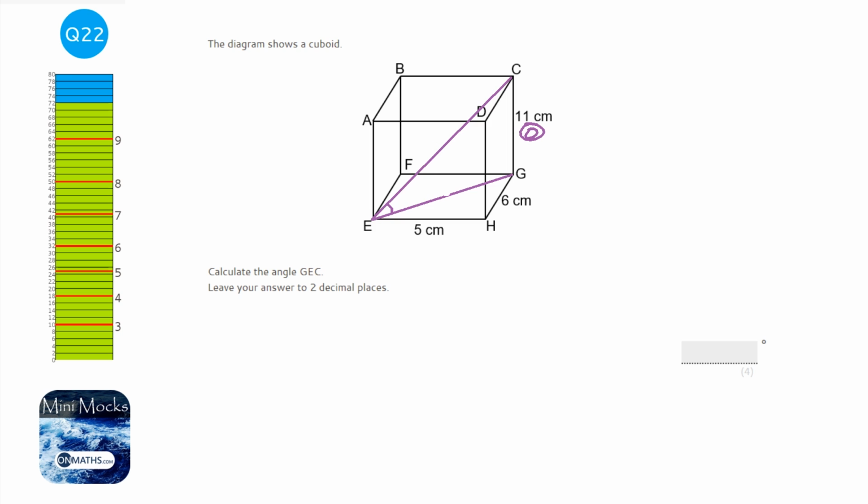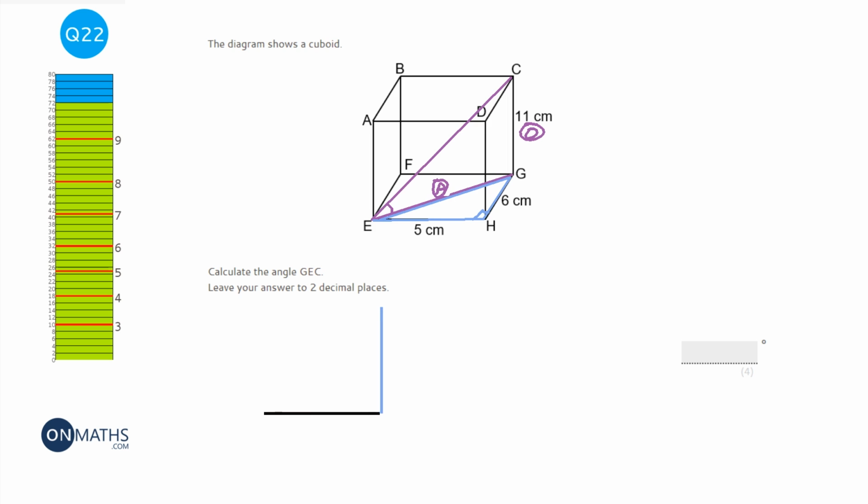But the adjacent at the bottom could be quite easy to find, because if you have a look at the right angle triangle here, we have two of the lengths. We've got the 5 and the 6, and we're looking for the third. And because it's a cuboid, we know that that's a right angle there. So the first thing I would do to start this question off is just copy down the triangle that we've got at the bottom.